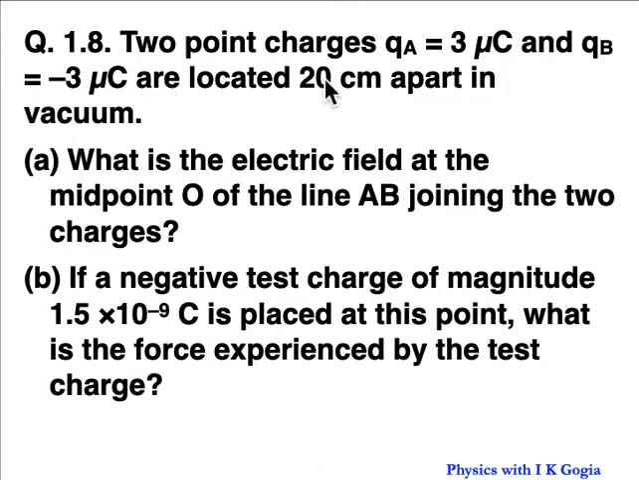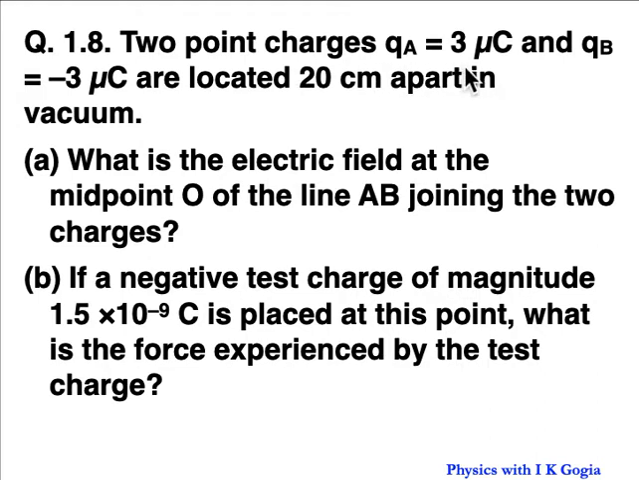Question number 8. Two point charges QA equal to 3 microcoulomb and QB equal to minus 3 microcoulomb are located 20 cm apart in vacuum. What is the electric field at midpoint O of the line AB joining the two charges? And if we keep a negative test charge of magnitude 1.5 into 10 to the power minus 9 coulomb at this point, means the midpoint of AB, what is the force experienced by the test charge?